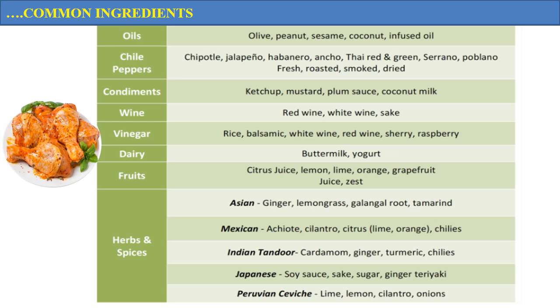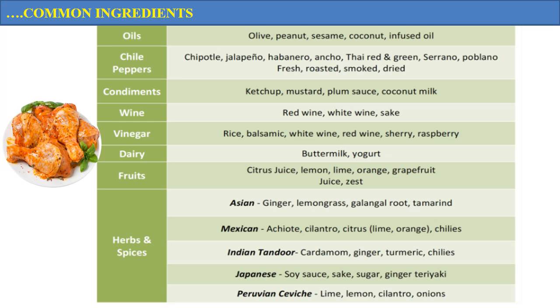Here is once again the different categories of ingredients commonly used for marination. Like the oil category, oil is often used in marination: olive, peanut, sesame, coconut oil, etc. Then chili peppers, different kinds of chilies, are used either as powder, or after roasting made into powder, or smoked. Several condiments, as I mentioned, the ketchup, that is tomato, mustard, and different other sauces.